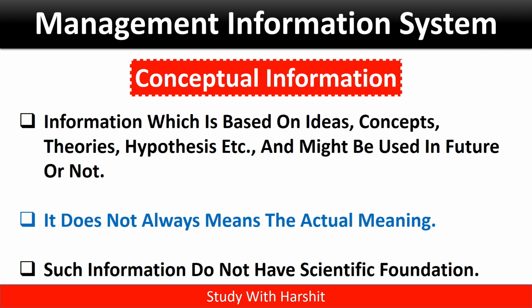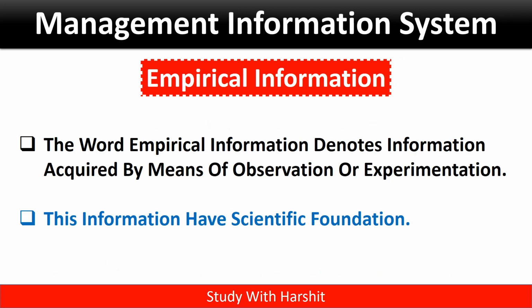Conceptual information. Information which is based on ideas, concepts, theories, hypotheses, etc., and might be used in the future or not. It does not always mean the actual meaning. Such information does not have a scientific foundation. Empirical information. The word empirical denotes information acquired by means of observation or experimentation. This information has a scientific foundation.